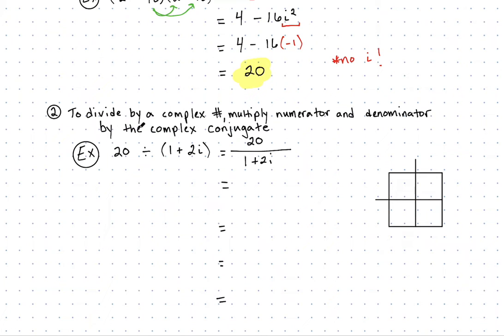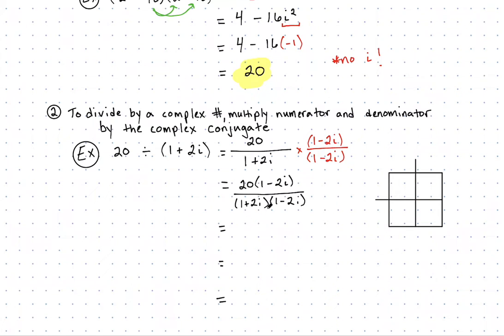What it says here is that if we want to do this division, we actually need to multiply the top and the bottom by the complex conjugate. So 1 plus 2i, the conjugate is 1 minus 2i. I'm going to multiply the top and the bottom by that complex conjugate. If I simplify this into one fraction, I essentially want 20 times 1 minus 2i divided by 1 plus 2i times 1 minus 2i. The rest of this is just simplifying this out.